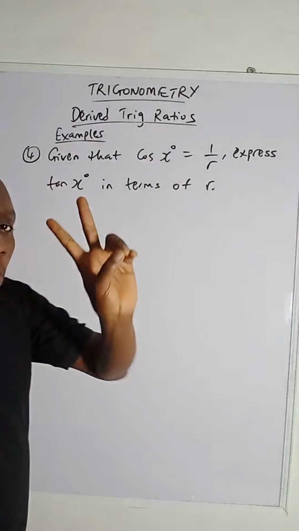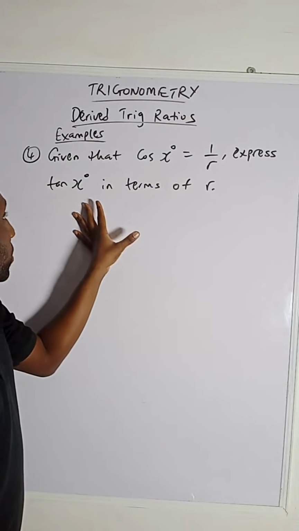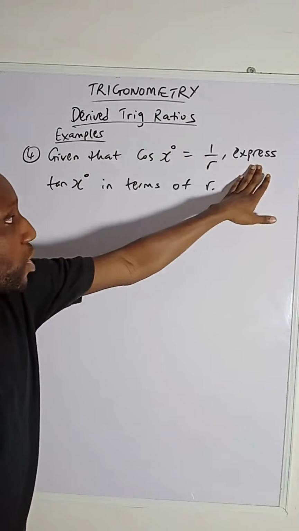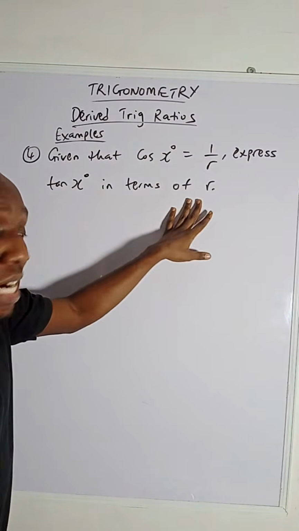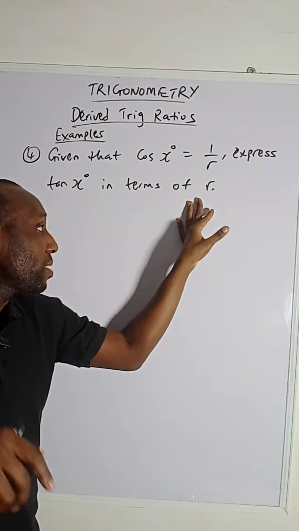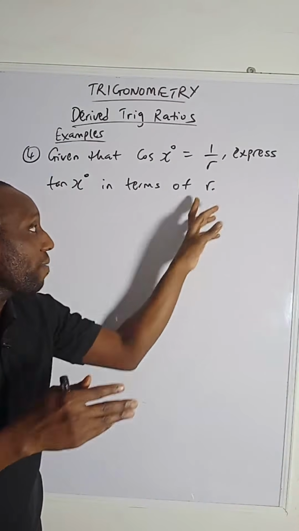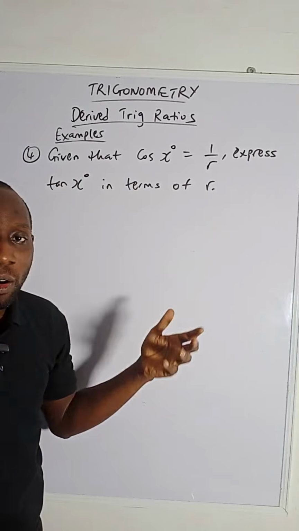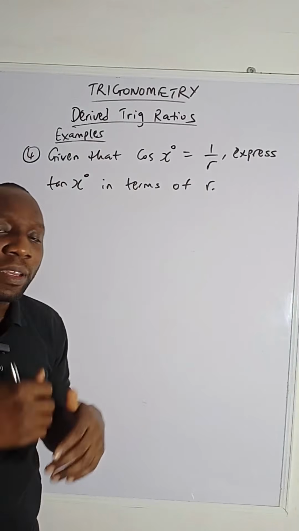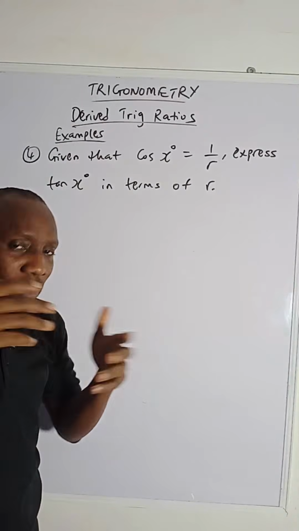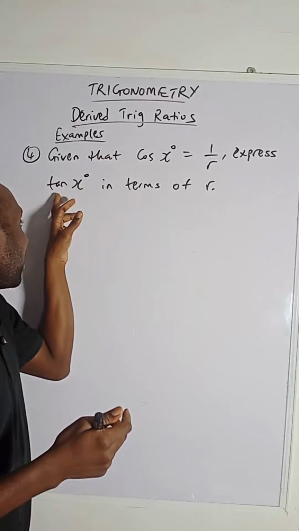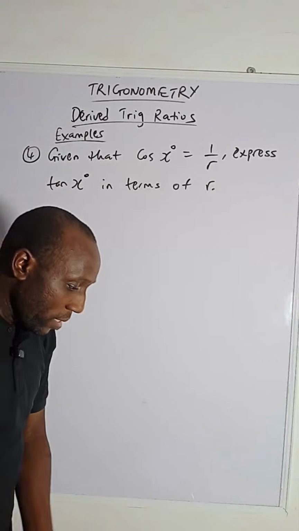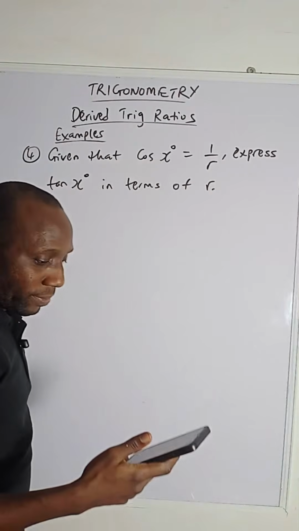So let me give you 2 minutes to give this a shot. Apart from one, this is R. You're asked to express tan x in terms of R. What this means is that your answer should have R inside of it, maybe something like 2R, or 5 over R, or 30 degrees minus R. So go ahead and do that. Let me give you 2 minutes to give it a shot.